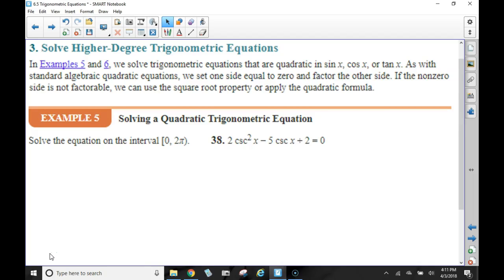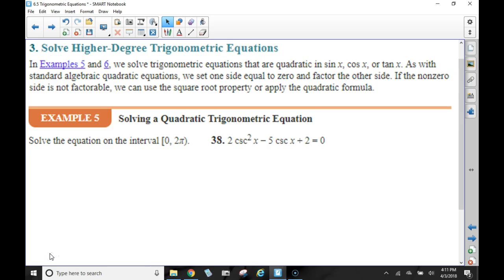All right, so starting with example 5, we're going to solve higher degree trig equations. You see in this example, cosecant squared, right? 2 times the cosecant squared x minus 5 cosecant x plus 2 equals 0. Back above, it says that these are going to be kind of quadratic, degree 2.